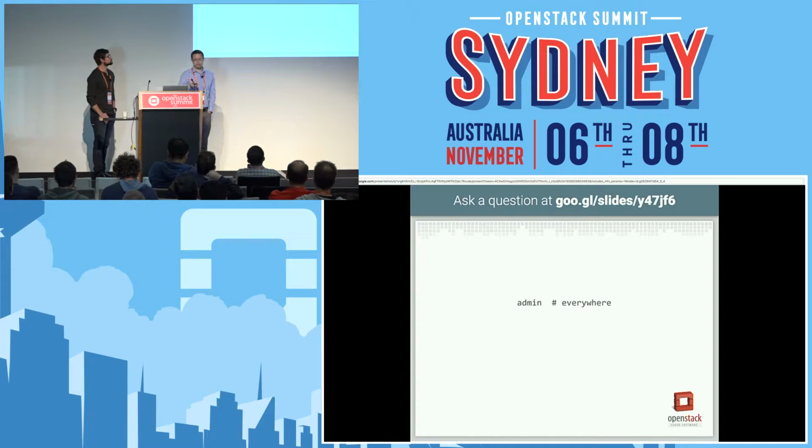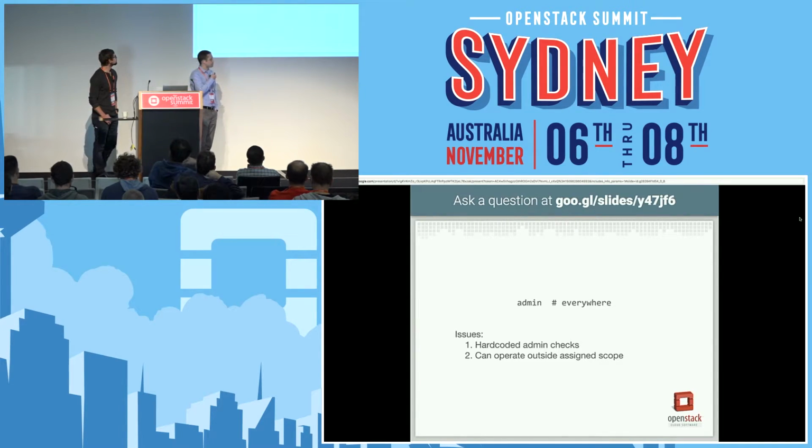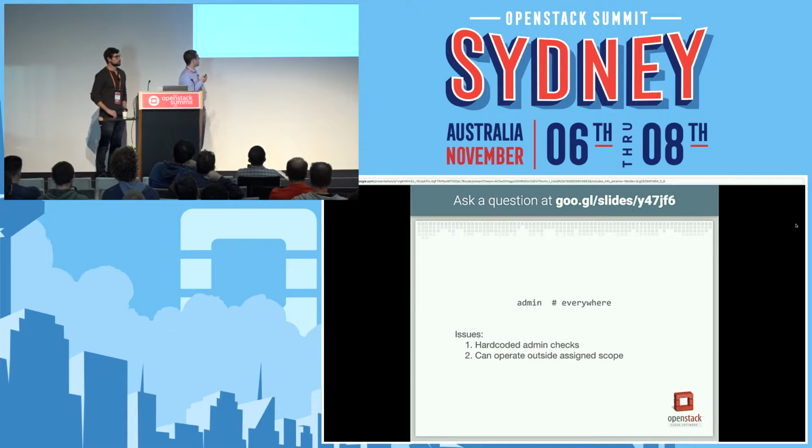So it's a very high-level role. It can do essentially everything, even some things that it shouldn't be able to. We'll get to that in a second. So there are a few issues with the admin role. The first is that in some projects, at least, there are hard-coded checks associated with the admin role. This becomes a problem where if you want to customize, you create a new role that can do some of the things that are normally limited to an admin. You may not be able to do that because you may run into a case where there are actually some hard-coded checks in the code that say it has to be admin. So that's one issue. Another is that it can operate outside of its assigned scope.